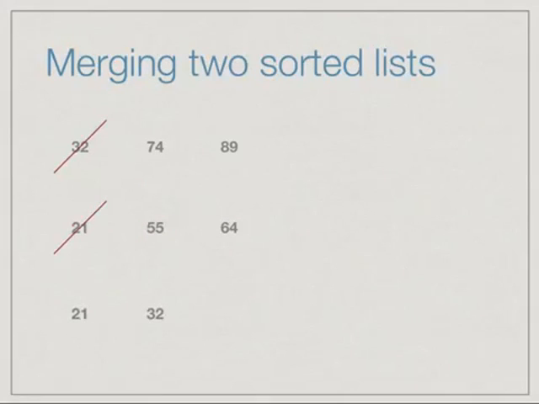Now 55 is the smaller of the two at the head. Now 64 is the smaller of the two at the head. Notice we have reached a situation where the second list is empty. So since the second list is empty, we can just copy the first list as it is without having to compare anything because those are all the remaining elements that need to be merged.